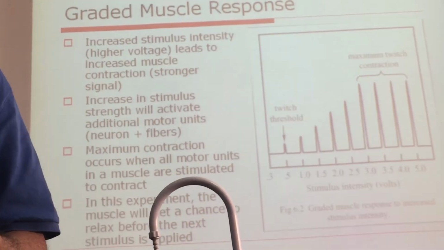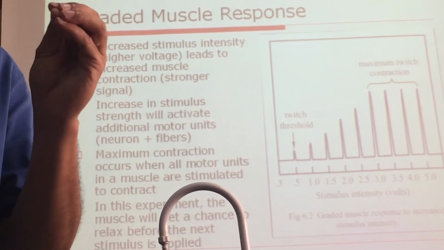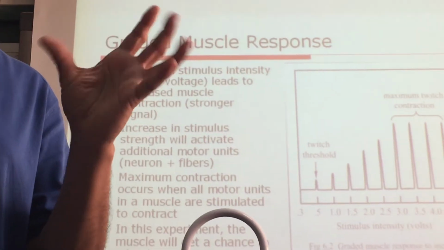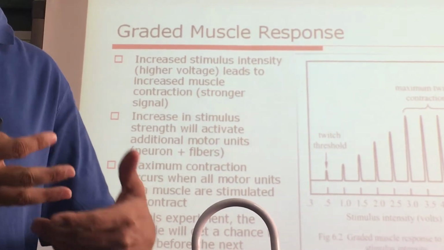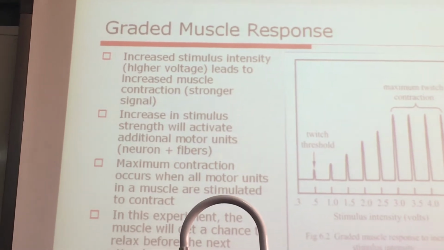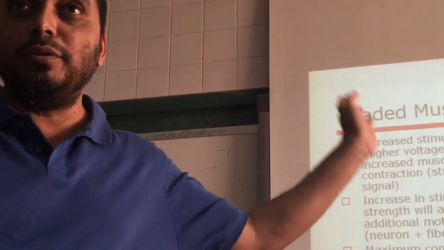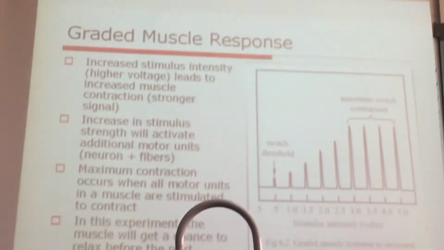Okay? Inside a motor unit, when the stimulus is adequate, all the myofibrils will contract. If it is inadequate, none of them will contract. This is motor unit. Now, like I told you, there are many thousands of motor units inside big muscles. Isn't it? Right? Have you understood this? Okay? This is called a graded muscle response.